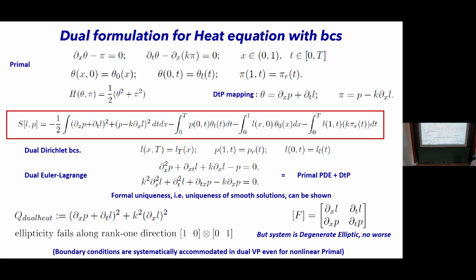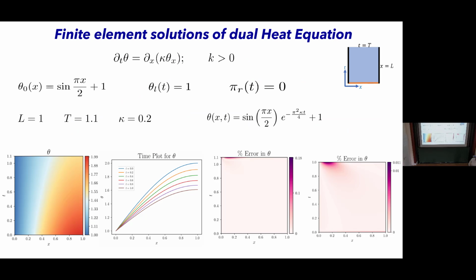Turns out it's degenerate elliptic because the heat equation has a characteristic. Flat guys, they become the characteristic surfaces. So that's what you get. Okay, it's degenerate elliptic, but you can prove uniqueness for smooth solutions. So good enough. Proof of the pudding.